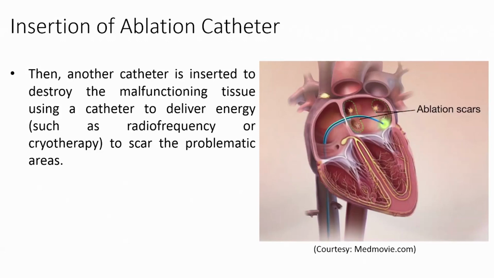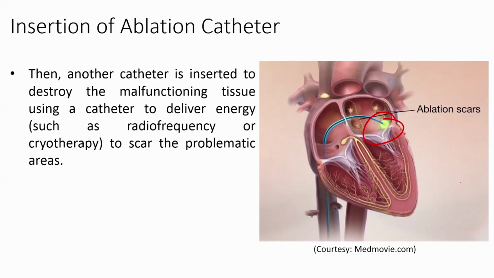So, once electrical mapping is done, another catheter is inserted to destroy the malfunctioning tissue, using a catheter to deliver energy such as radio frequency or cryotherapy to scar the problematic areas. So, one is of course that you can heat it and destroy the tissue. Heating with RF frequency will cause burning of the tissue. This burning of the tissue will cause the ablation, and the electrical signal cannot pass through this ablated tissue.